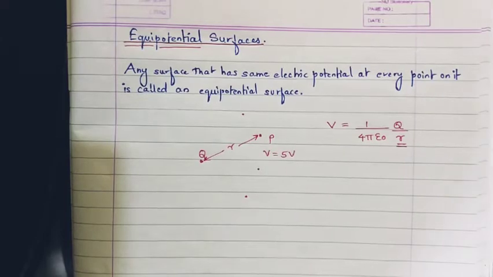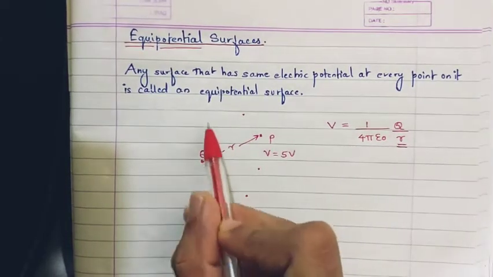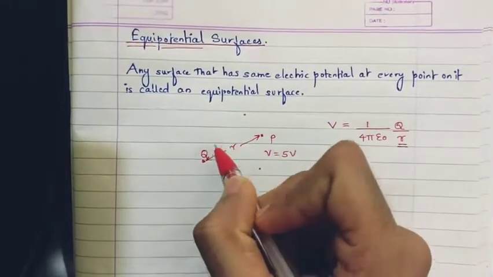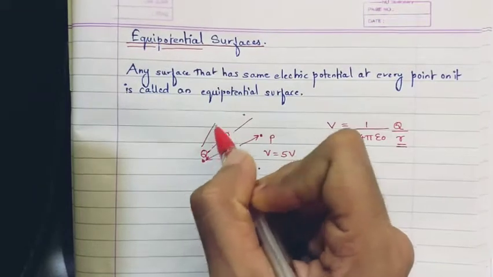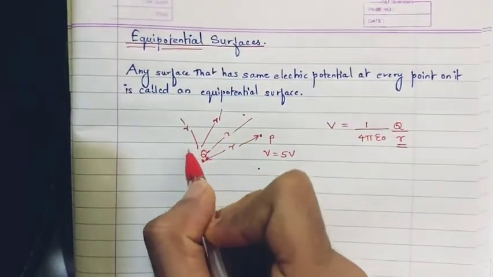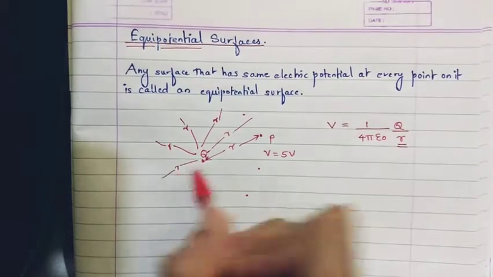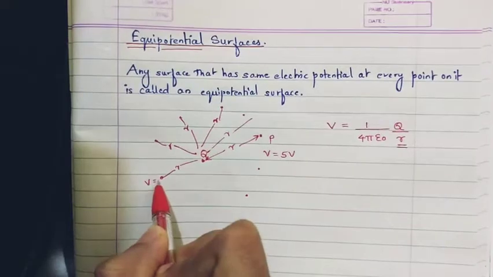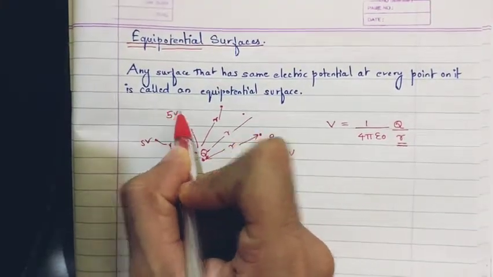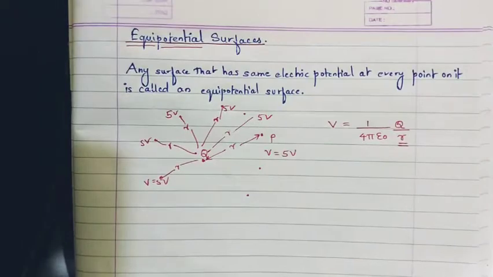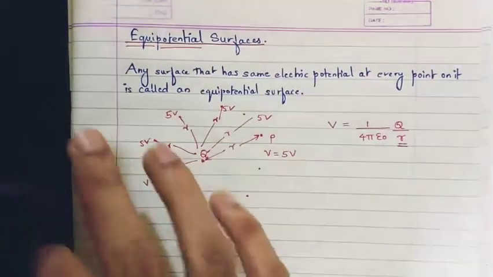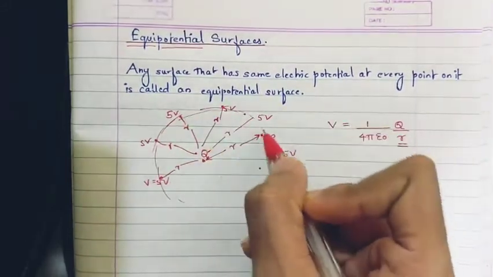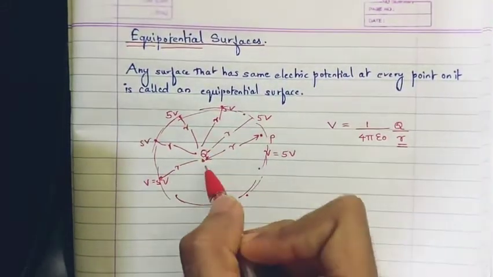So what can we say? At equal distances from this charge Q, the potential is going to be the same. That means if we take distance R anywhere from this charge Q, the potential at every point around it is going to be the same: 5 volt, 5 volt, 5 volt, and so on. If we see this in 2D and try to join these points, it will look like a circle around this charge Q.